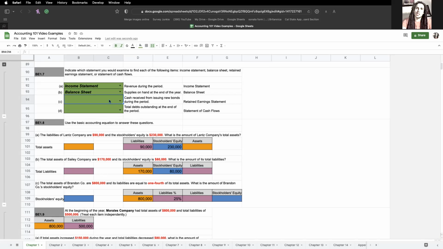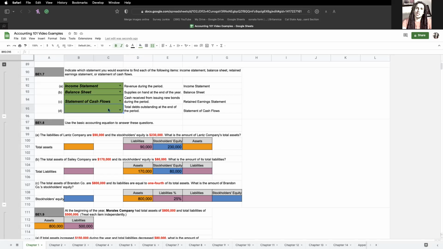Cash received from issuing new bonds during the period. You would think it's the balance sheet, but it's actually the statement of cash flows. And here's why. Because cash is the most liquid and volatile asset there is. It comes and goes, right? You spend cash to acquire assets or to pay off debts or expenses, and you gain cash by performing services and other things. So in order to figure out how much they received from issuing new bonds, it would be best to check the statement of cash flows because that breaks down the operating activities, investing, and financing activities, among other things. More on that in chapter 12.